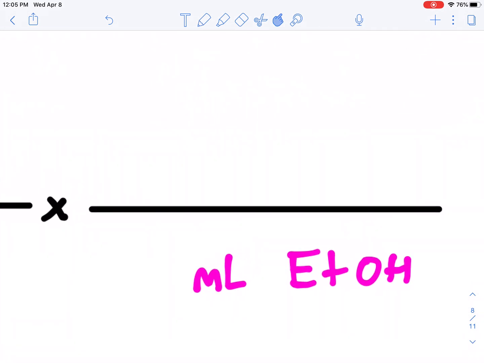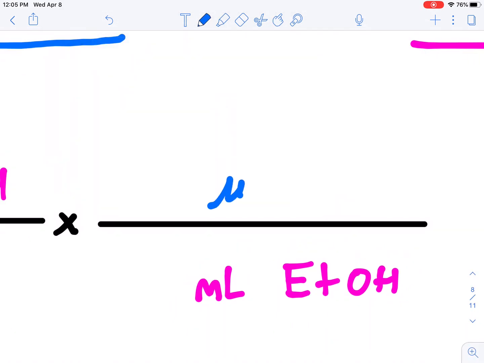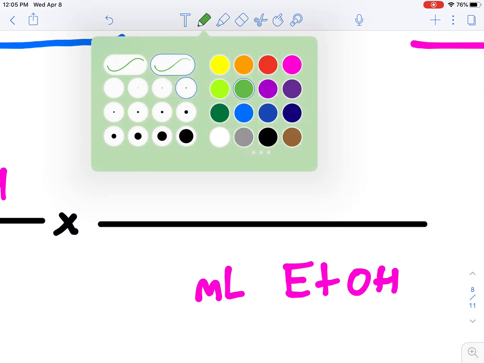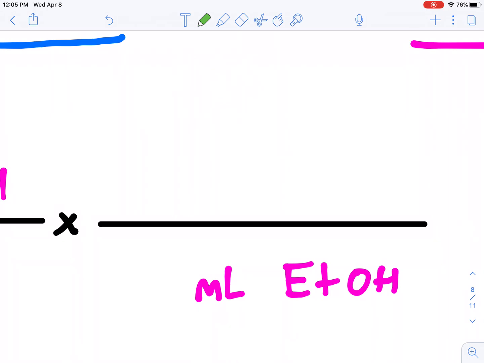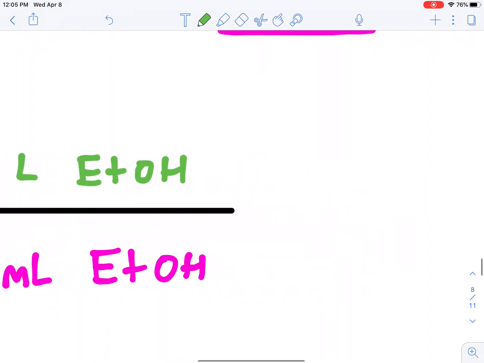Now we're trying to get to microliters, right? So you'd say, well, let's put microliters up top. But the problem is we don't know how many milliliters are in a microliter, right? We have 2 prefixes, so we can't do this. What we need to do is go back to the base unit. We do know how many milliliters are in 1 liter of ethanol, and it happens to be 1,000 milliliters in 1 liter, or 10 to the third. Milliliters ethanol will now cancel. Now we have liters of ethanol up top.